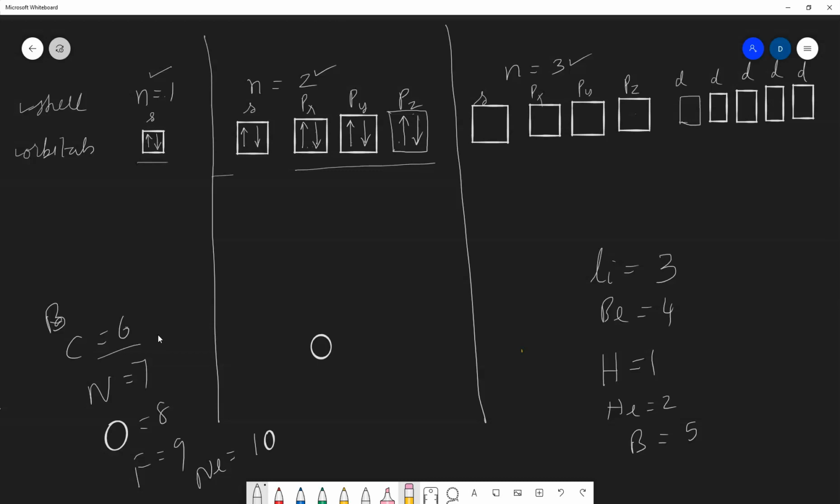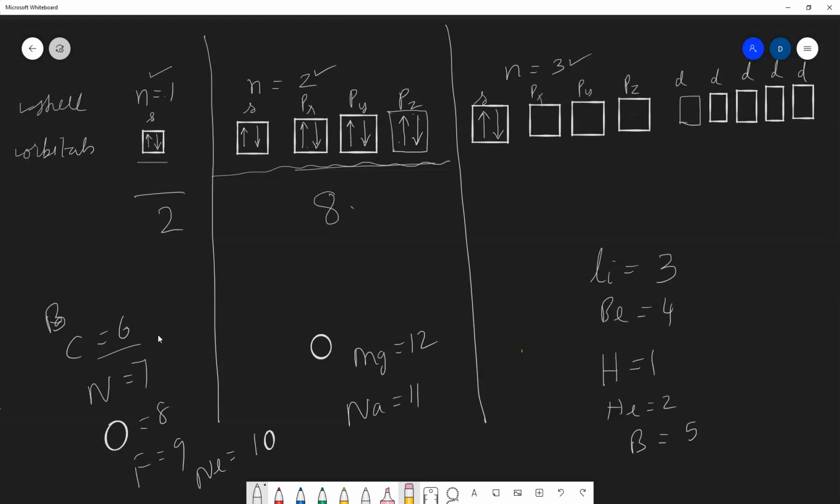So now shell number 2 is full. All the 4 orbitals have got 2 electrons each, so altogether 8 electrons. Next comes sodium. Sodium is 11. So this is full, you got 2, this is full, 8. The 11th electron will occupy this one. Then is magnesium. Magnesium is 12. So the next electron will go here. Remember, it cannot go to the p orbital unless the s orbital is full.